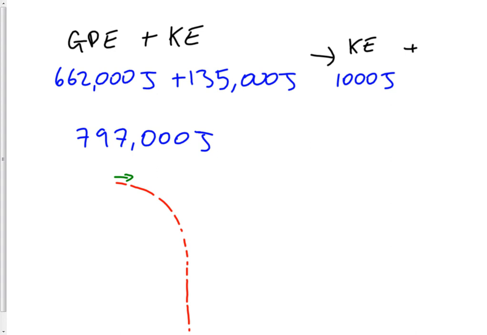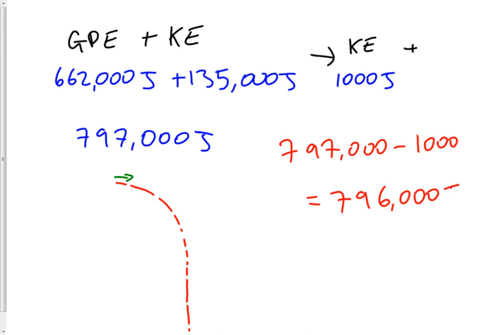Now how much energy is missing? Well, a lot, basically, because we've got 797,000 on one side minus only 1,000 accounted for, which leaves us 796,000 joules. That's how much energy is missing. That's how much energy has been transferred to heat by air resistance.